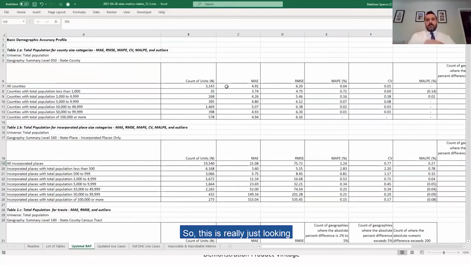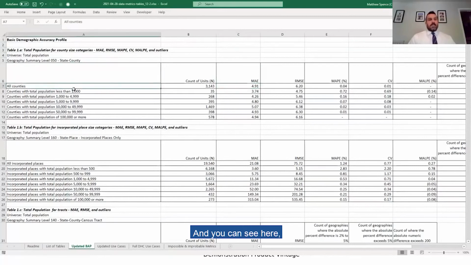So this is really just looking to see how much the disclosure avoidance has changed, not actually seeing any changes over the last 10 years. So we're comparing 2010 data that's been protected by the top-down algorithm to the published 2010 data. We can measure the accuracy in a couple of ways. The first one I'm going to start with is mean absolute error, MAE.